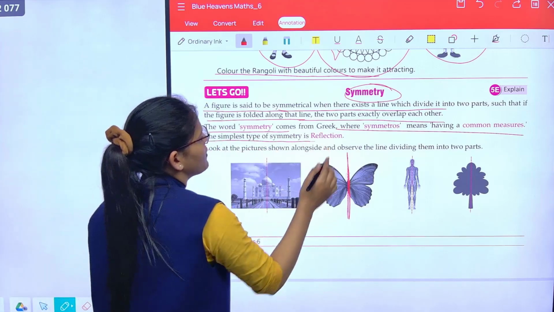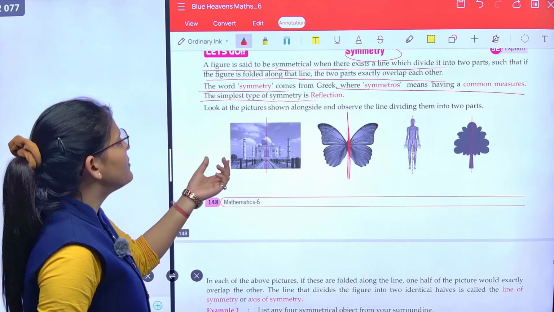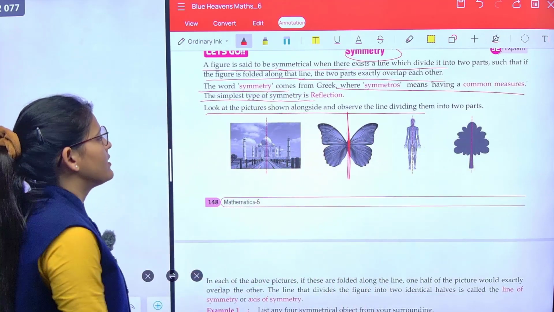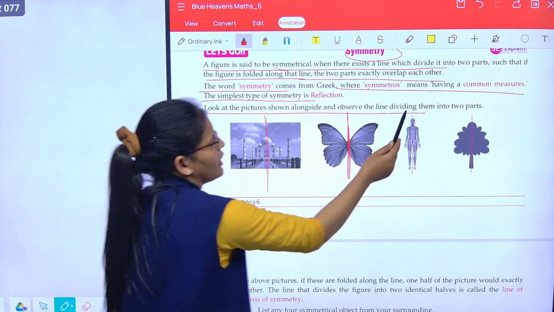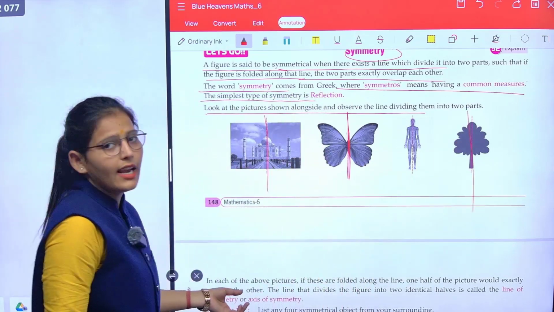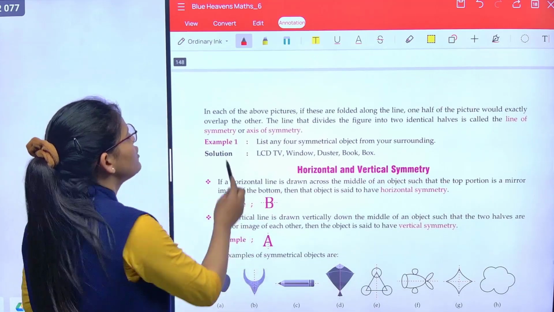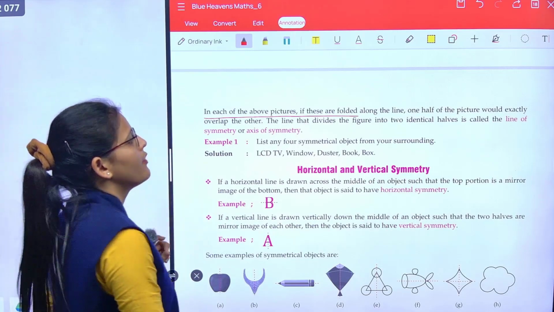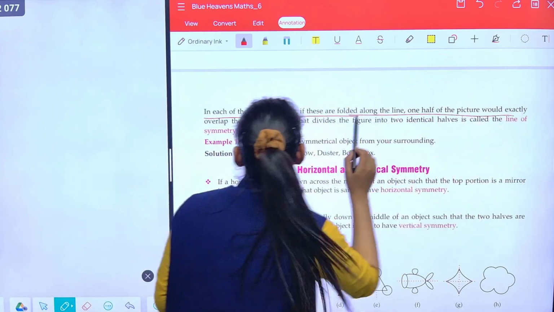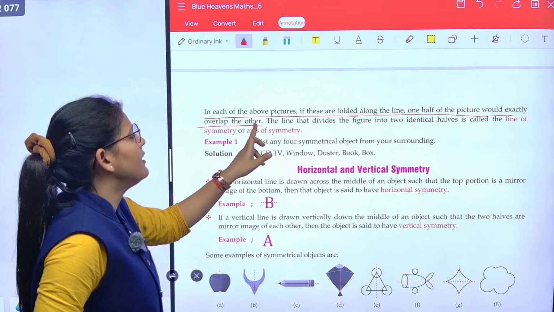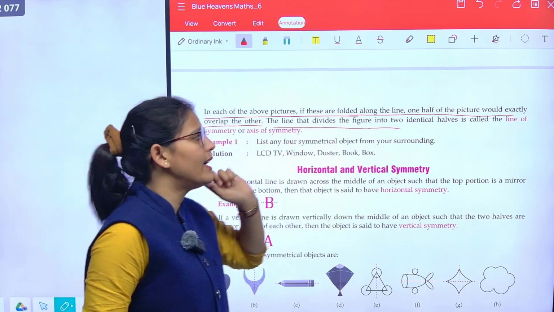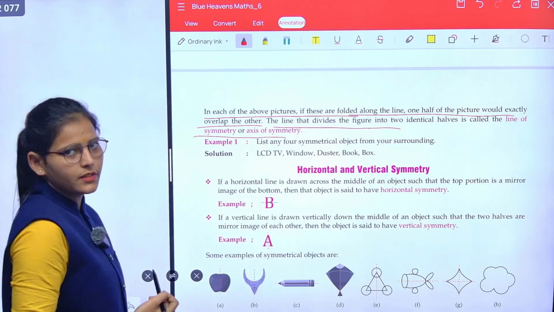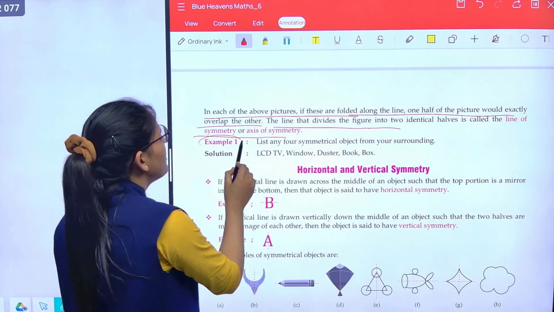The simplest type of symmetry is reflection. Look at the pictures shown and observe the line dividing them into two equal parts. Class, you can see here, they are divided into two equal parts. What are lines of symmetry? Now in each of the above pictures, if these are folded along the line, one half of the picture would exactly overlap the other. The line that divides the figure into two identical halves is called the line of symmetry or axis of symmetry.